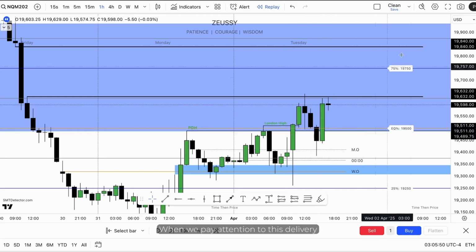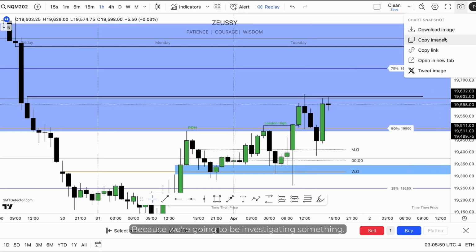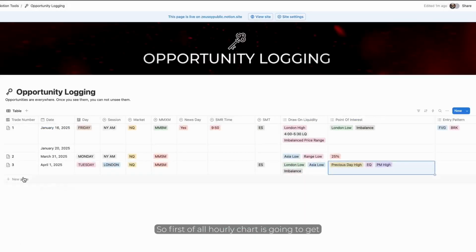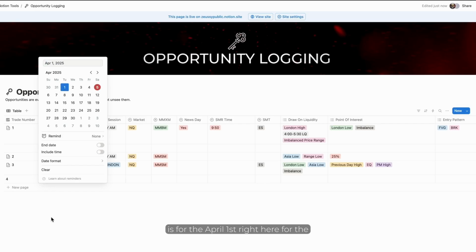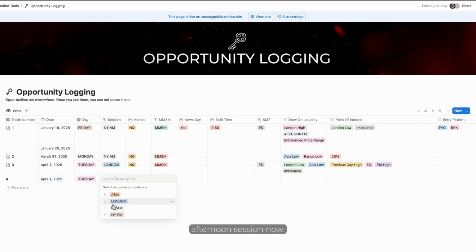When we pay attention to this delivery, what we're going to do is the following. We're actually going to drop into a 15-minute time frame as well, because we're going to be investigating something. So first of all, the RE chart is going to get saved, and the RE chart which is going to be saved is for April 1st right here for the Tuesday, and we're looking at the afternoon session now. So we have discussed the New York morning session, we have discussed the London session, and we're now discussing the New York PM session. Could you be looking at Asia?